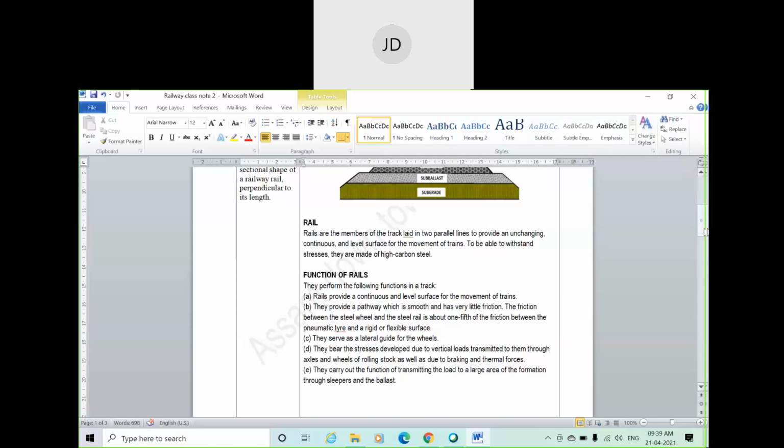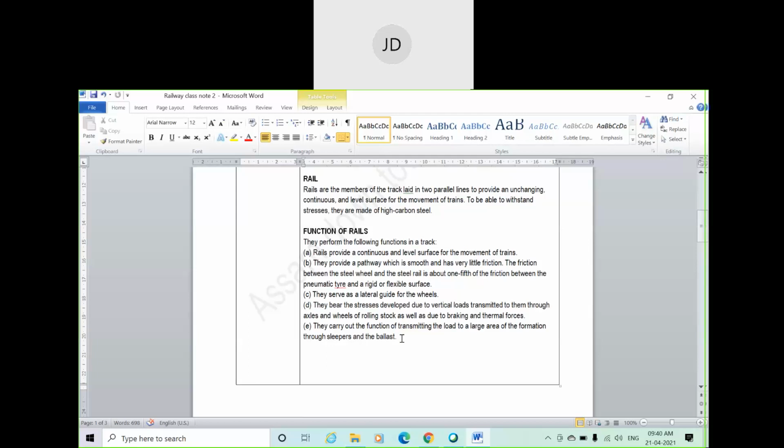Vertical load means the load coming from the train, either dead load or a combination of dead load and live load. The vertical load is transmitted to the rail through the axle. That means they have to withstand that vertical load coming through the wheel or axle. Fine.